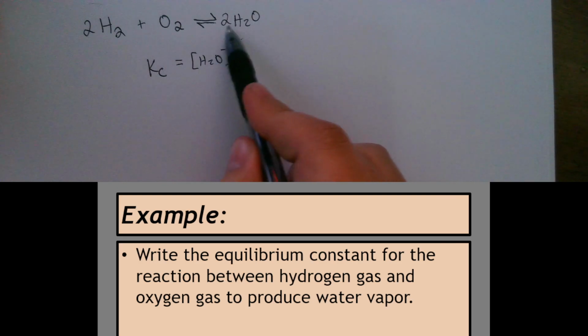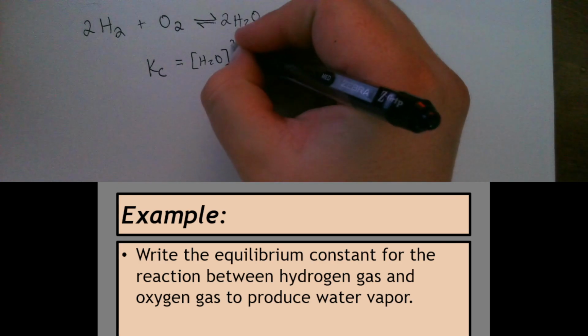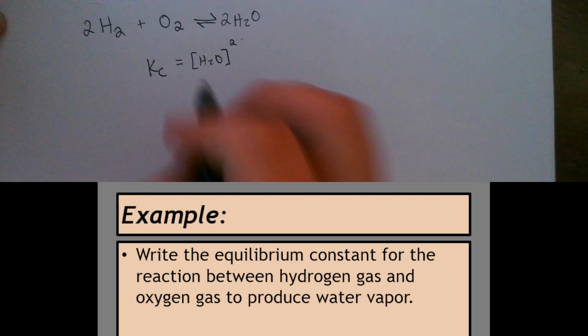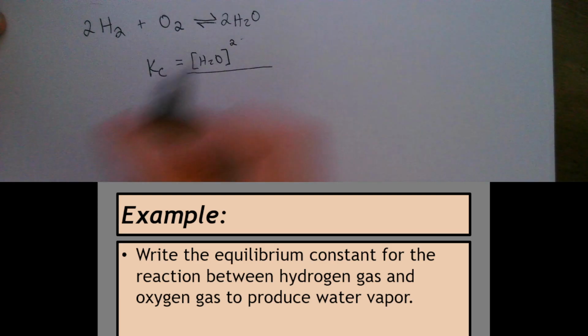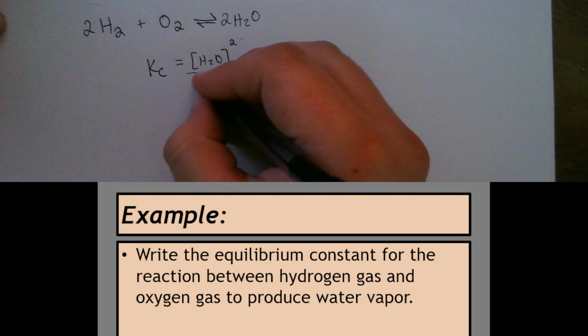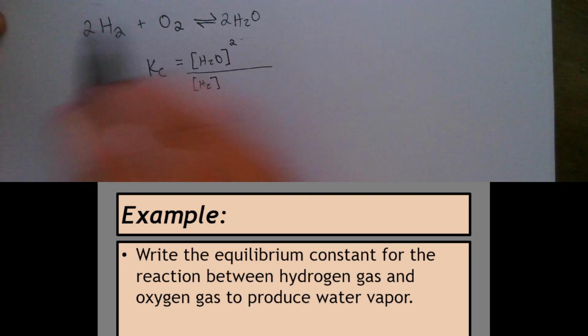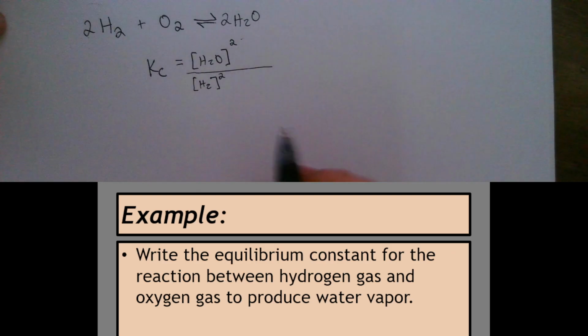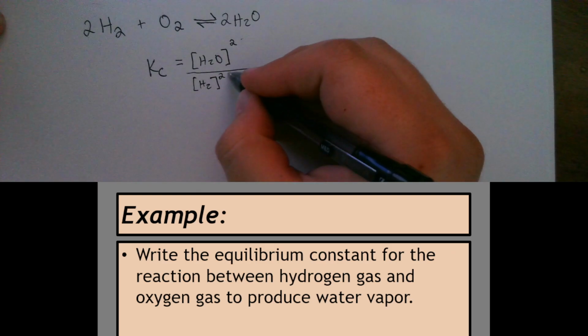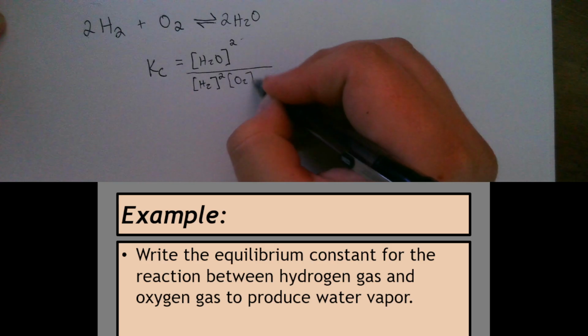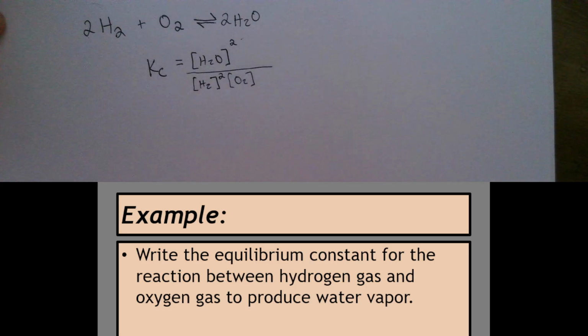And I'm going to raise it to whatever coefficient I have, which is 2. I'm going to divide by my reactants. I'm going to start over here with H2, put it in brackets because I'm worried about its concentration. It has a 2 as well, so I'm going to raise it to the second power. And then O2 is last. No power there, so I just write it like that. And that's it. That's my equilibrium expression.